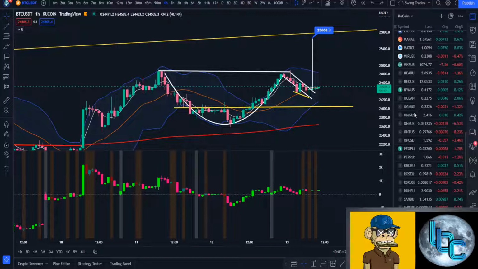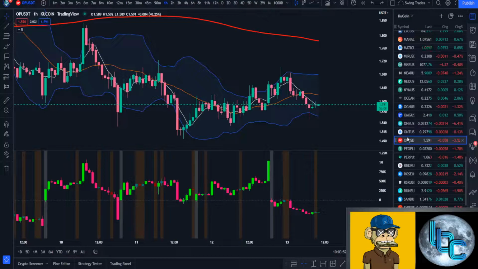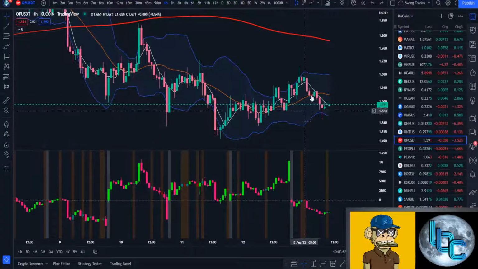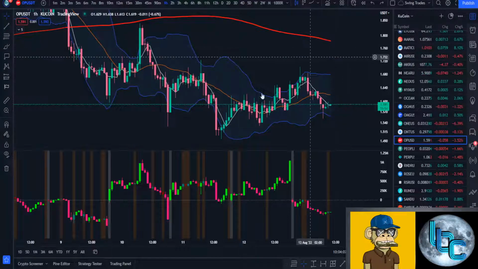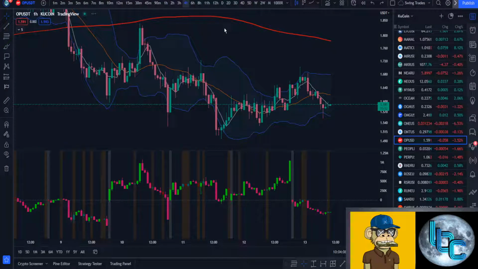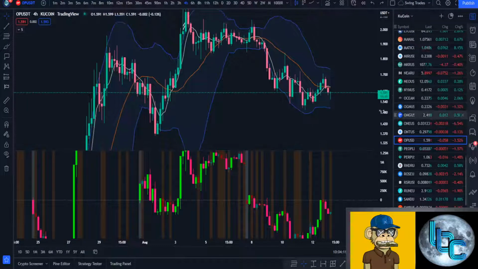Well, let's go ahead. Someone asked for OP, so I'm going to go ahead and check that out. So we've got OP. We're below the 200 EMA. It's pretty bearish, especially on the 1 hour. Go to the higher time frame, see what we're looking at with this.